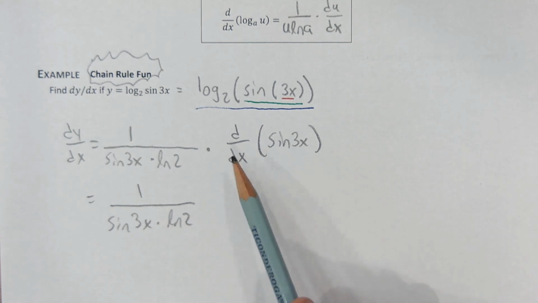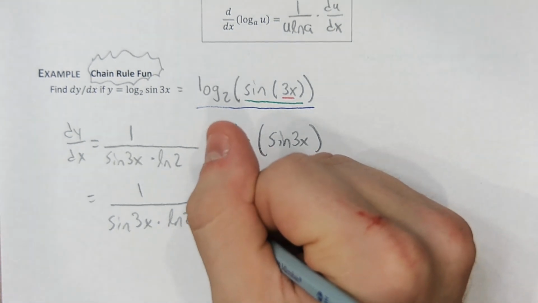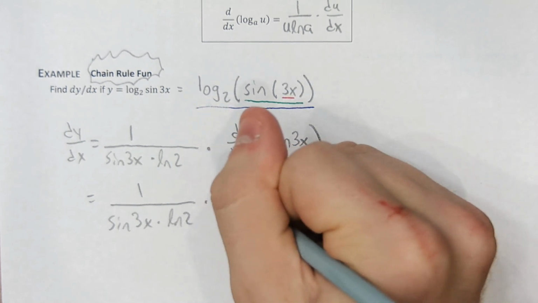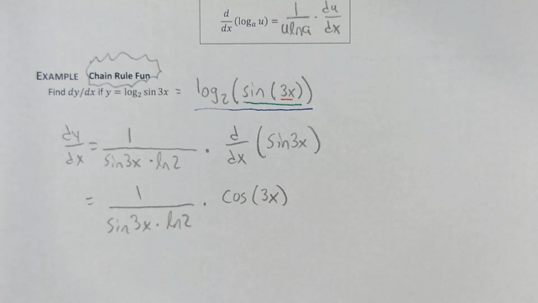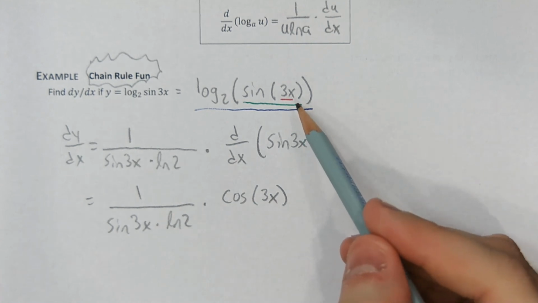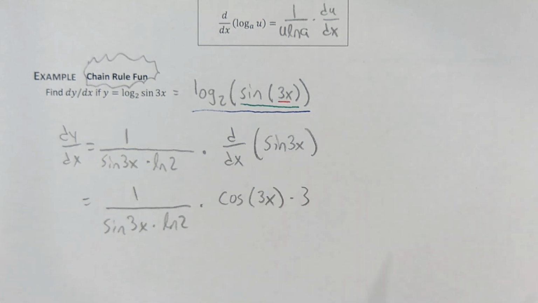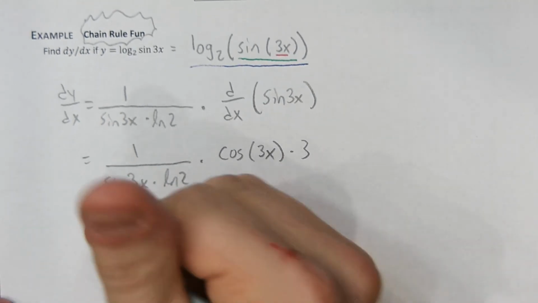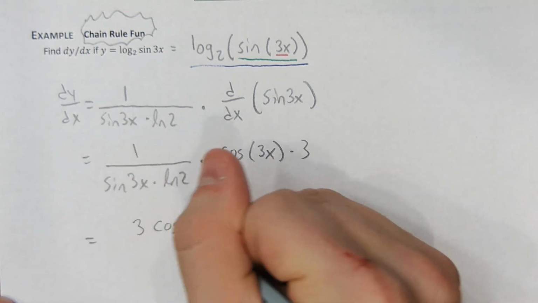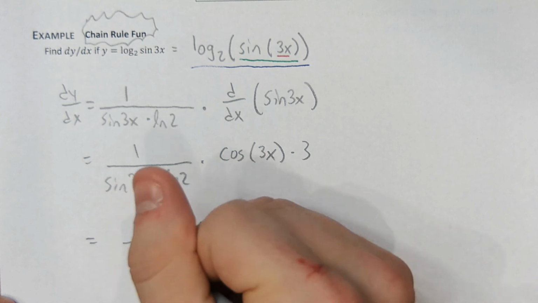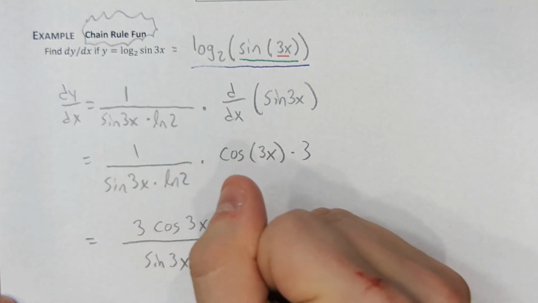All right, the derivative of any sine function is cosine, don't touch the argument. And now you have to find the derivative of the argument, which is still the chain rule, which is the red derivative, which would just be 3. All right, a chain rule inside a chain rule. That gives me 3 cos 3x over sine 3x times the ln of 2.